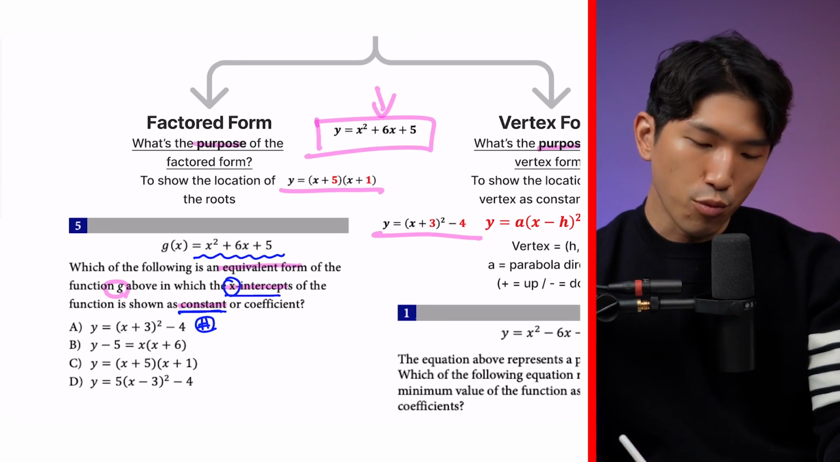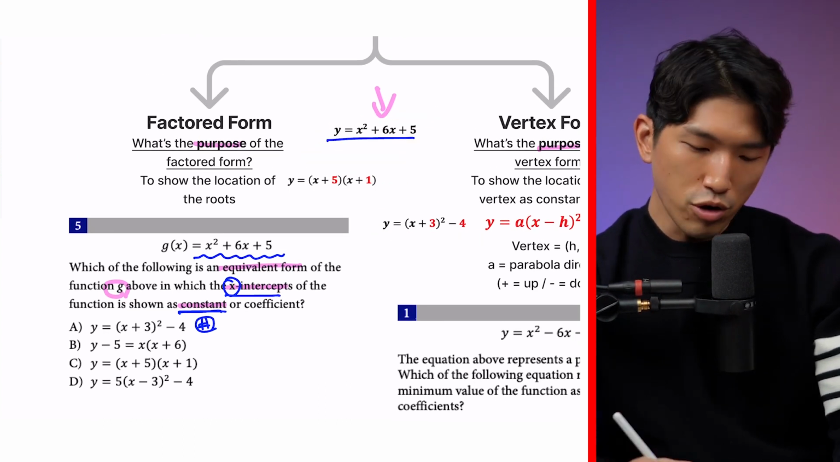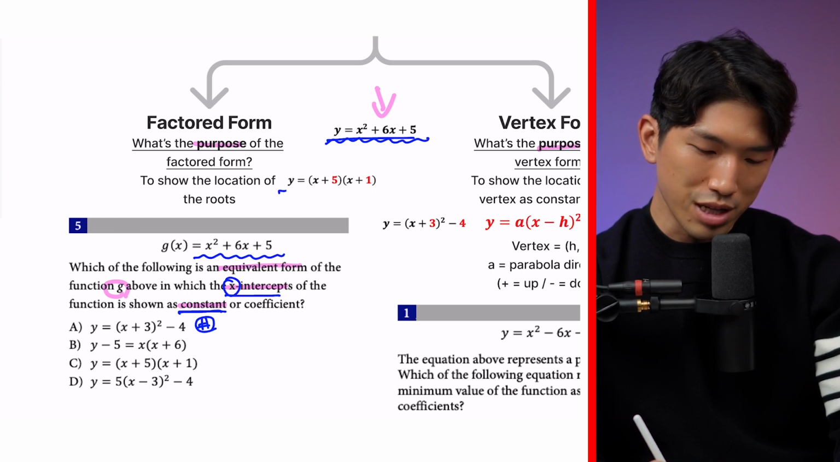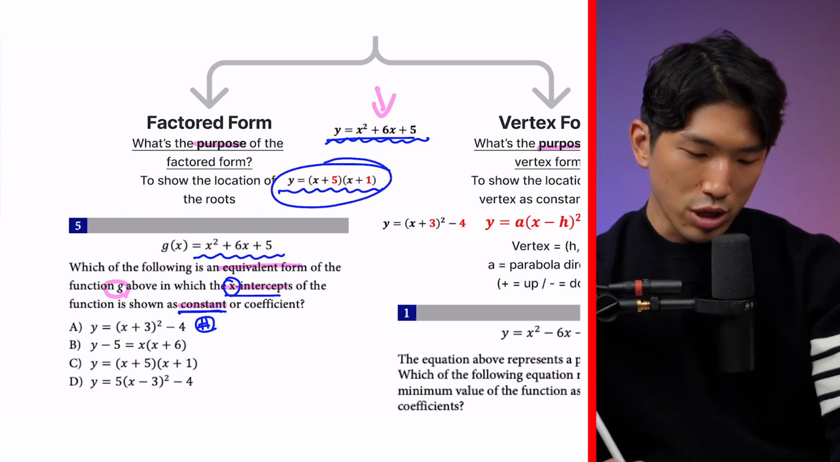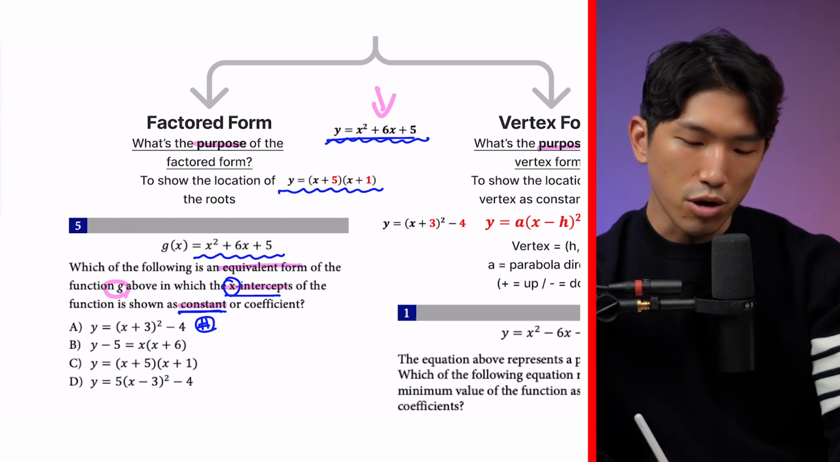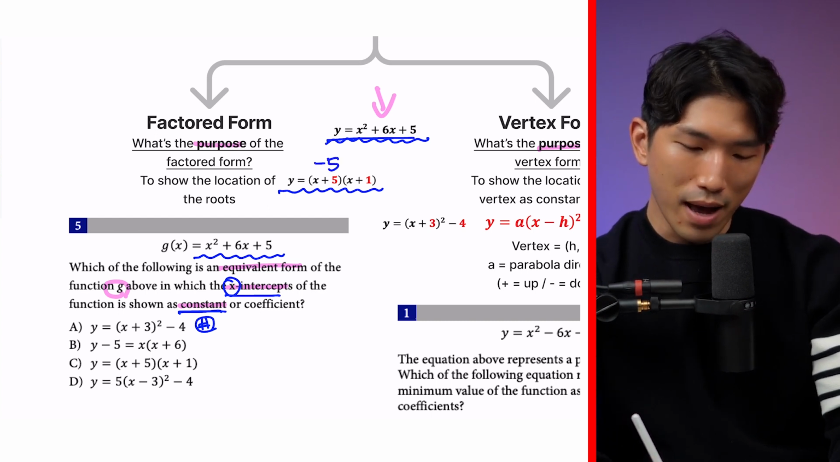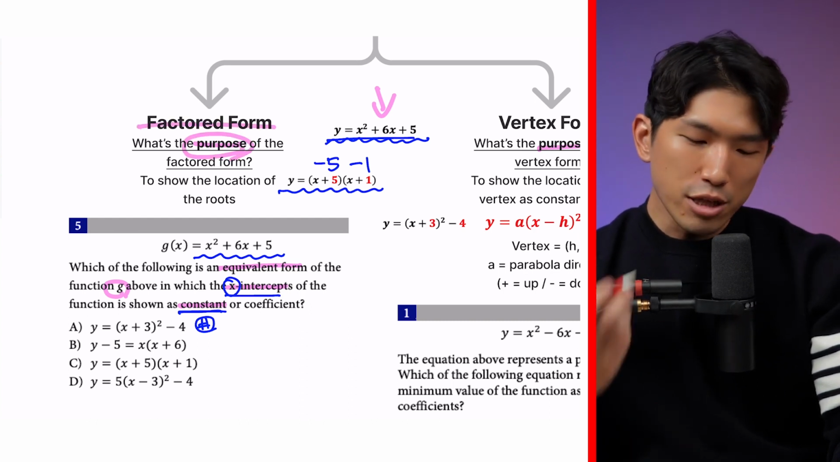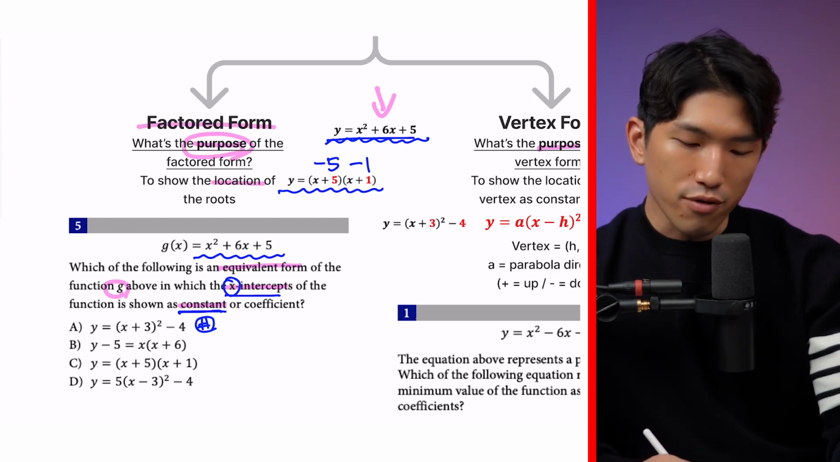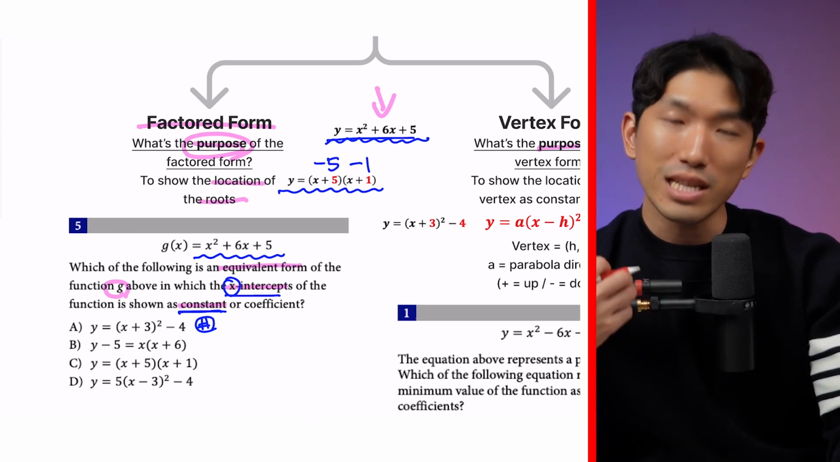Well, that's when the factored form comes into play. When you rewrite this original equation into this form, if you factor it out and just write it out this way, then just by looking at this equation over here, we know that our x-intercepts are going to be located at minus 5 and minus 1. So what is the purpose of the factored form? It is to show the location of the roots or x-intercepts as constants.